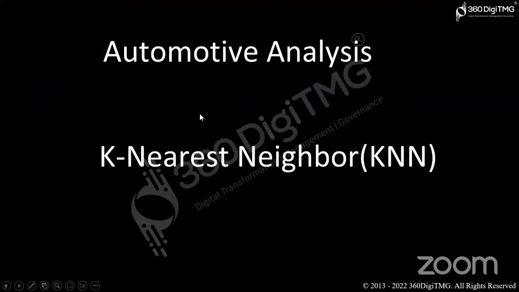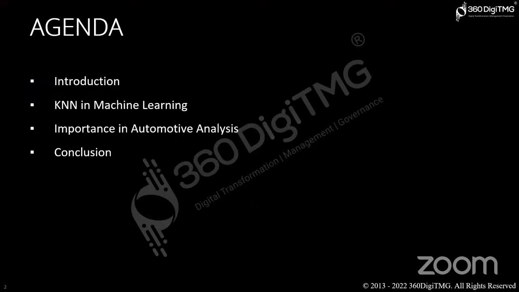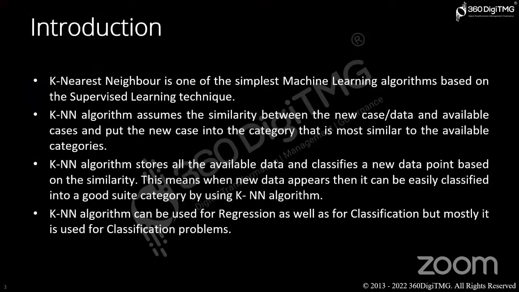So today we discussed one use case of a machine learning algorithm, that is, a supervised learning algorithm. Supervised learning is where we have an output variable and labeled data. That is KNN, and it is also a lazy learning algorithm, because it is one of the simplest machine learning algorithms based on the supervised learning technique.